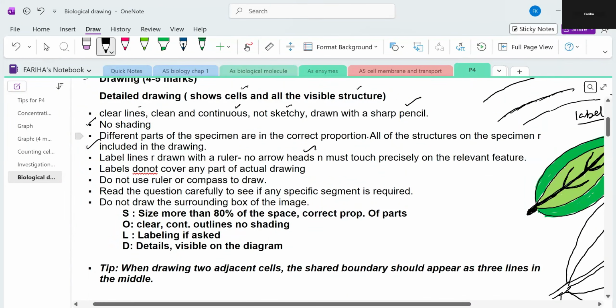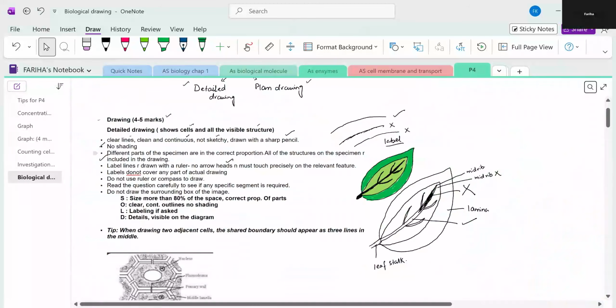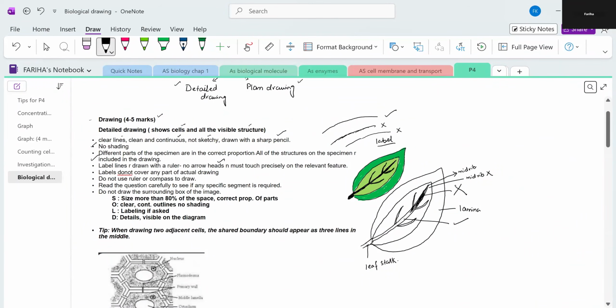Sometimes students label the diagram by using an arrowhead on the label line. It will get wrong. Why is that? Because what does an arrowhead indicate? An arrowhead is indicating direction. So this is not showing any direction. So always label it using a straight line. Is this clear? So no need to label using an arrowhead.